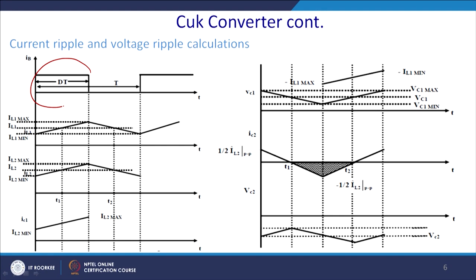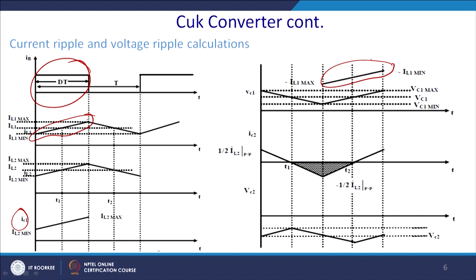So ultimately, this is the duty cycle, and we assume that the ripple current of L1 is quite small, so it will be restricted by these two zones, and it will come down like this when the switch is off. Similarly, L2 has this kind of pattern, and thus IC1 will have this kind of ramping pattern. When it is charging, it will decrease to a voltage of VC1 max, and ultimately again it will ramp up, and ultimately this value is the minimum.